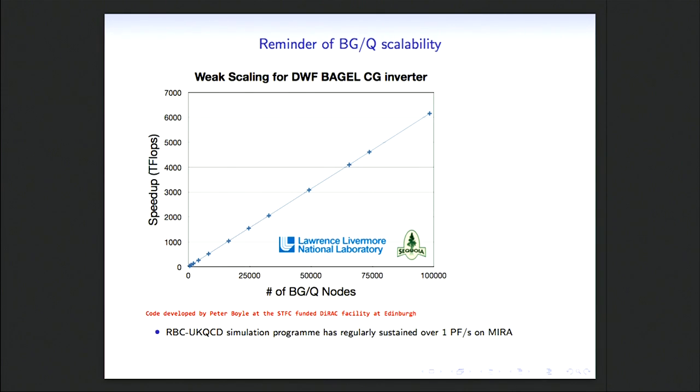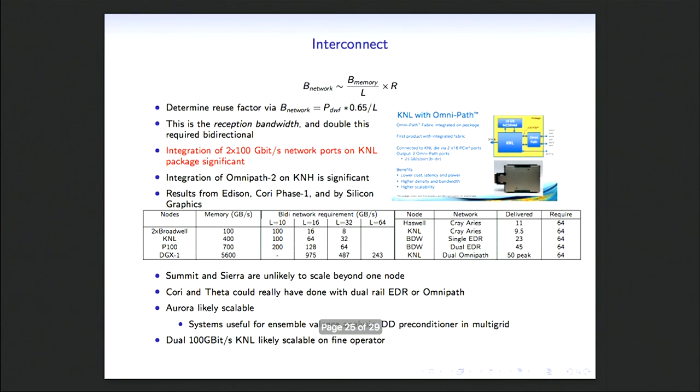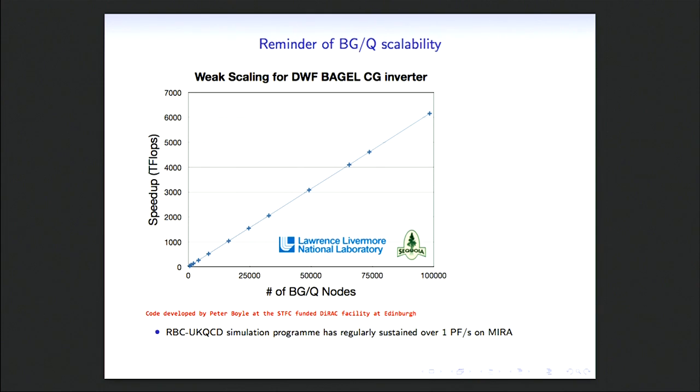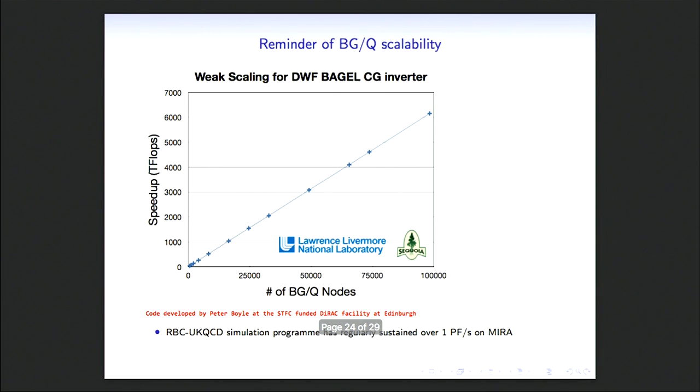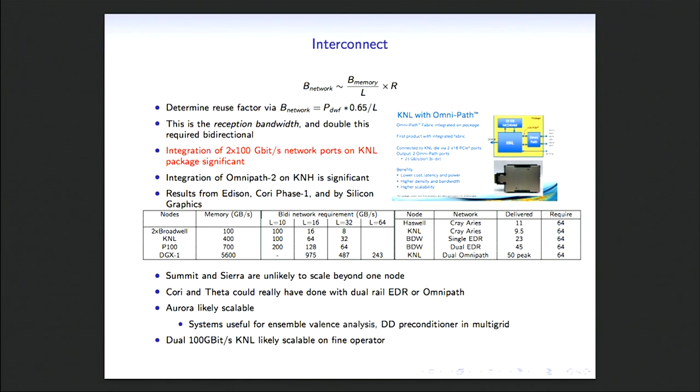Okay, if you get it right, even on a torus machine which doesn't have full bisection bandwidth, we get perfect weak scaling all the way out to, in fact, 1.6 million cores. We regularly sustained over a petaflop in Mira, for example.